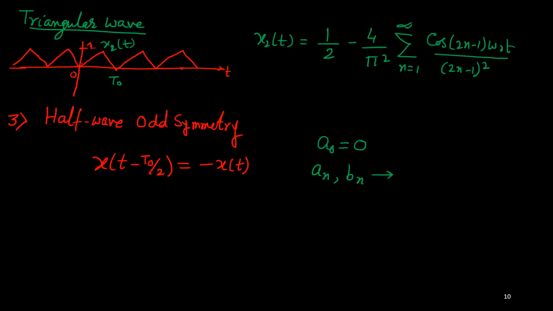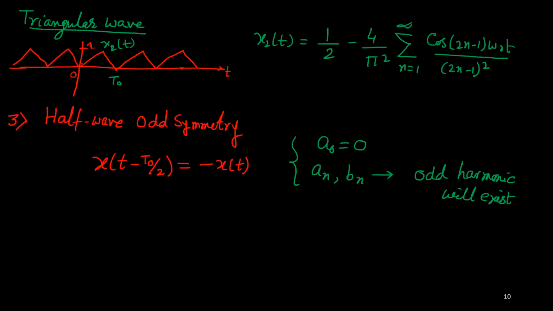But one thing is sure, that An for even components is 0. But for odd, it may not be 0. For even, it is 0, sure. So the even ones do not exist: A2, A4, B2, B4, all those things. Only odd components will exist. So in An, Bn, the odd harmonics will exist, and even harmonics are absent. Let us prove that one. This is the statement for half-wave odd symmetry: we always get A0 equal to 0, and the coefficients Bn and Cn could be non-zero, but only for odd harmonics, and the even harmonics are 0.